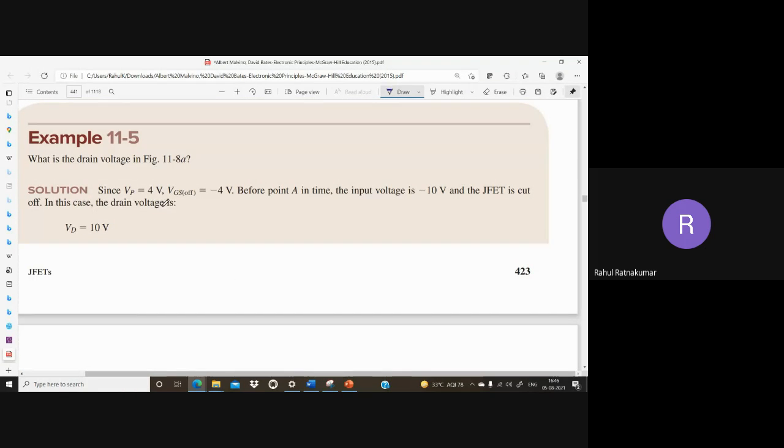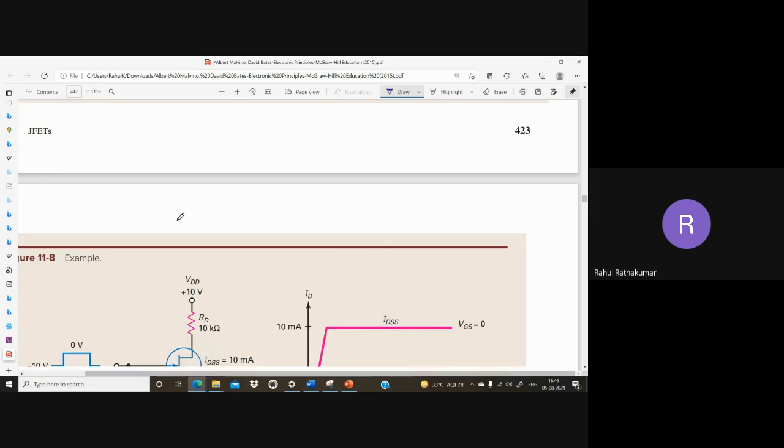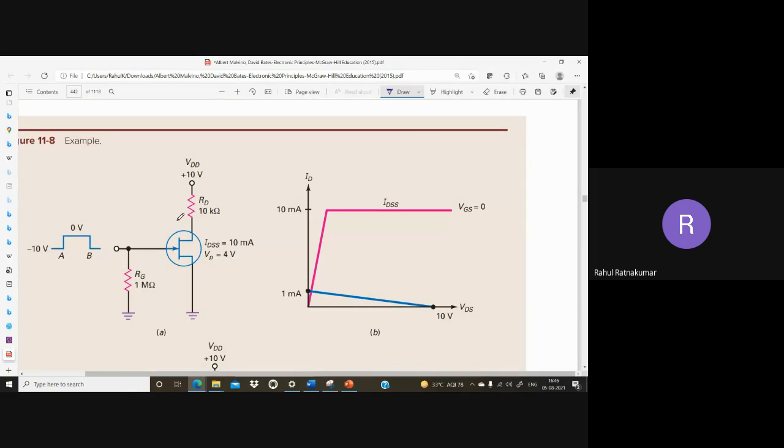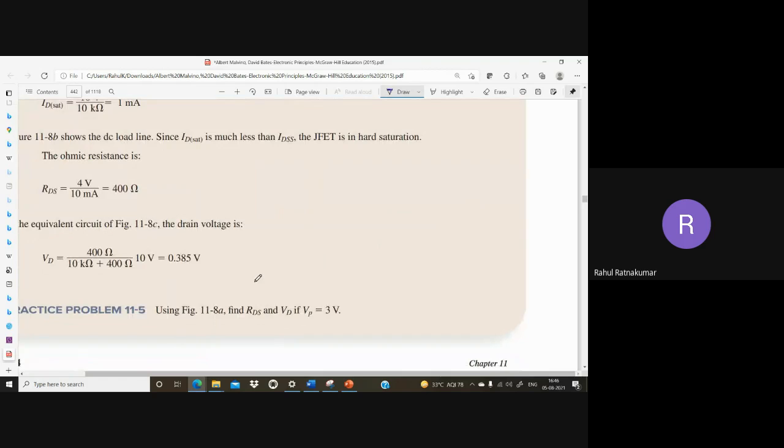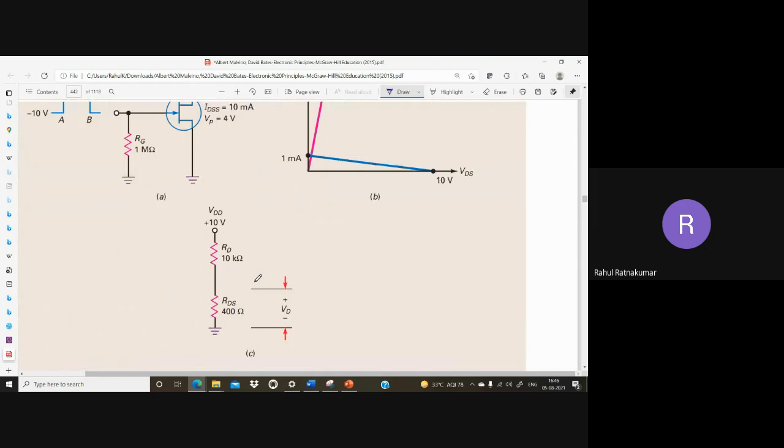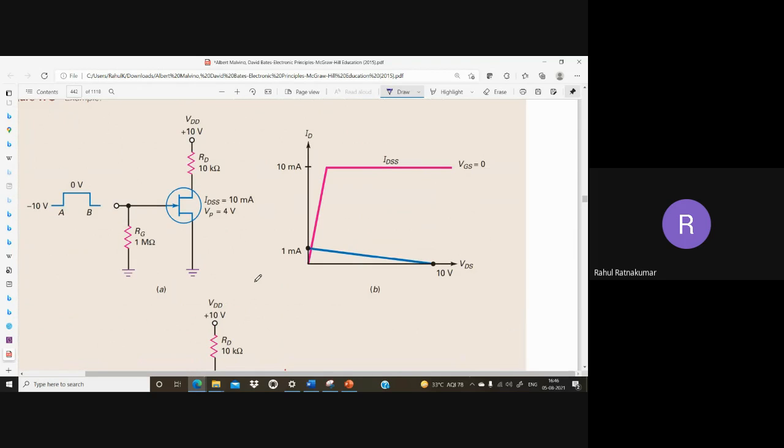Again, everything is given: VP is given, VGS(off) is given, and before point A in time, the input is -10. The input is cut off. In this case, the drain voltage is given based on the figure. So you have to study that equation. Voltage divider biasing and all those things will be similar, but you don't need to go deeper into the biasing of JFET. Okay, so I think we'll stop here.